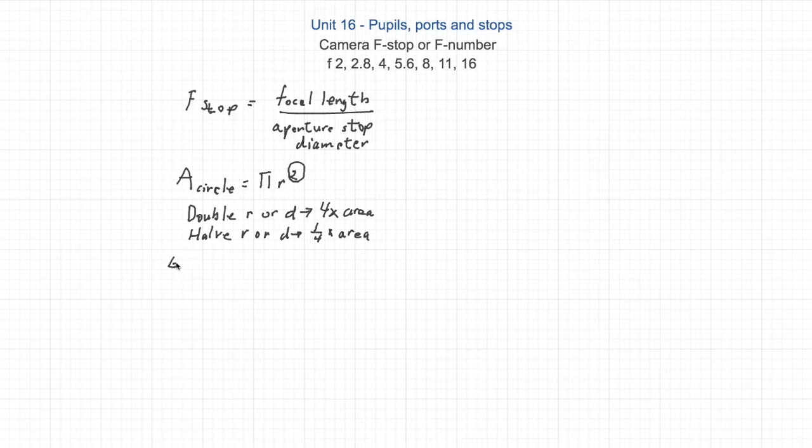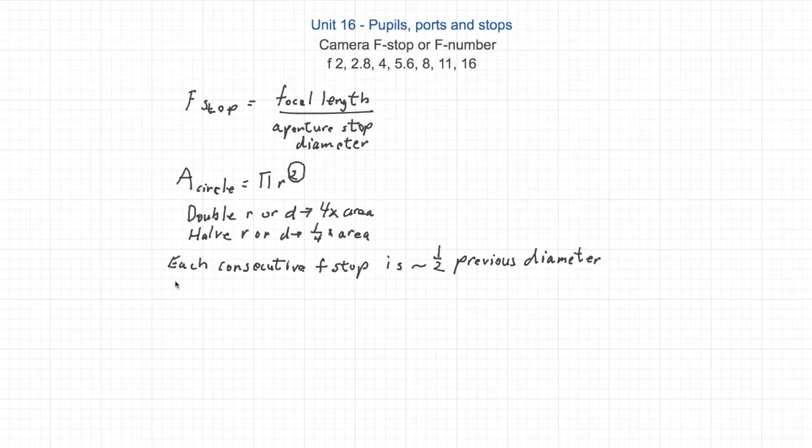So the f-stop or the f-numbers are calculated so that each consecutive number produces an aperture size where the radius is about half, or the diameter is about half, that of the previous f-stop or f-number. And therefore, for each consecutive f-stop, 1/4 as much light enters the camera.